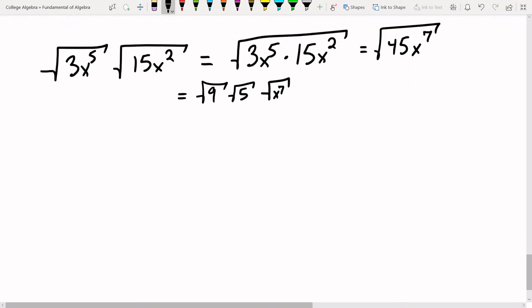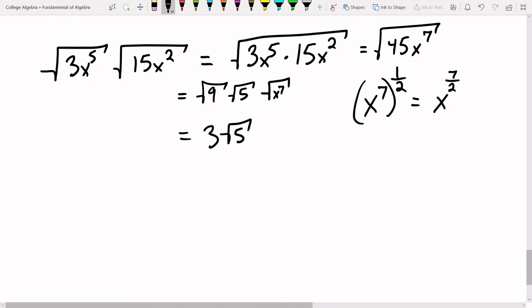So for this, the square root of 9 is 3. We have 3 root 5. X to the 7th we can look at instead as x to the 1/2 power here. This gives us x, a power to a power means you multiply the powers. 7 times 1/2 is 7/2. And we can break this up into a mixed number. We can say 7/2 is the same thing as 3 and 1/2.